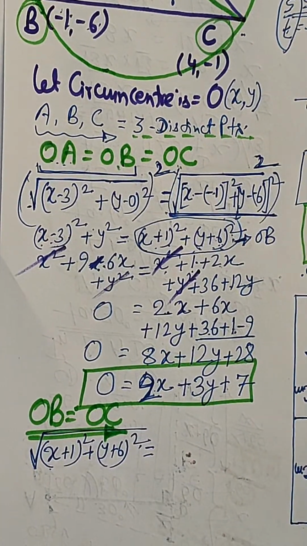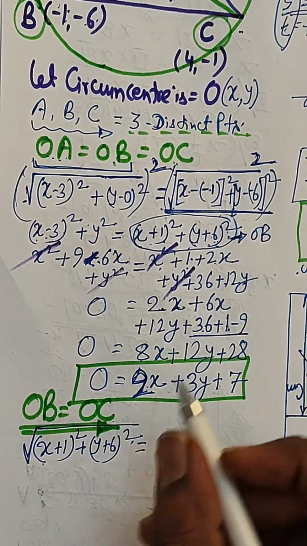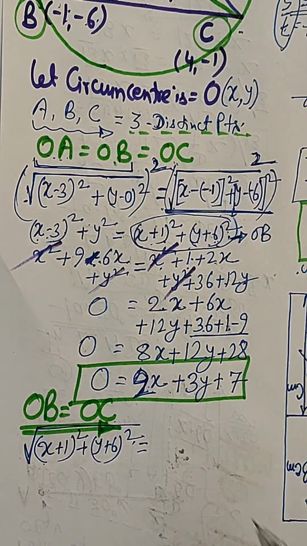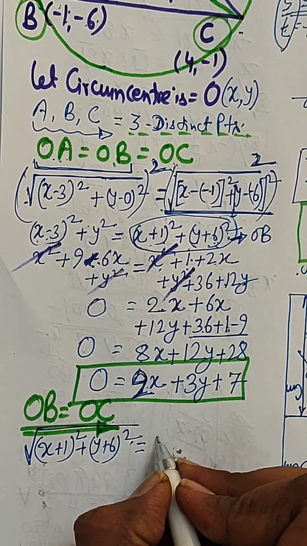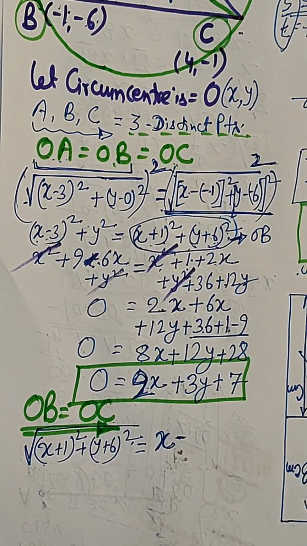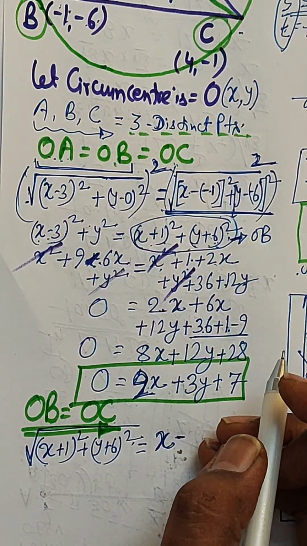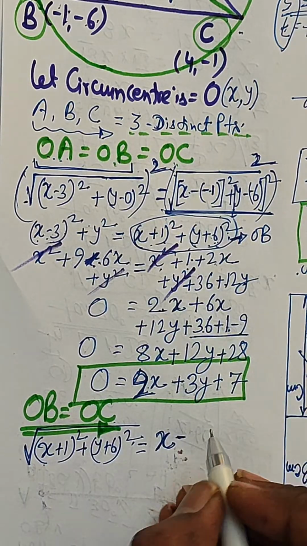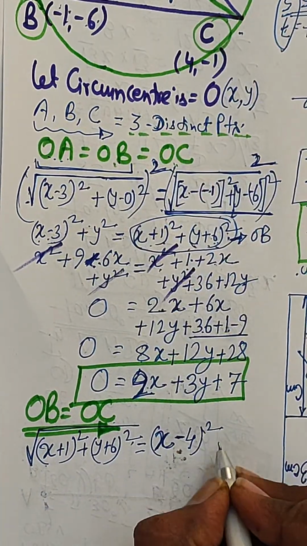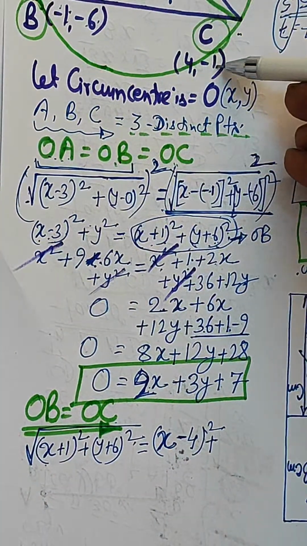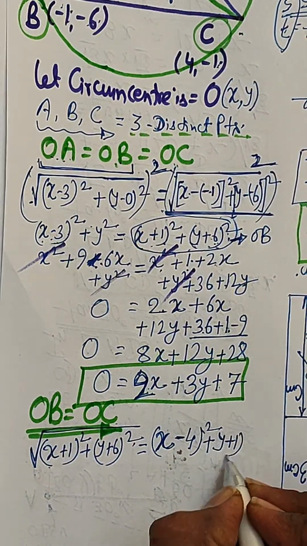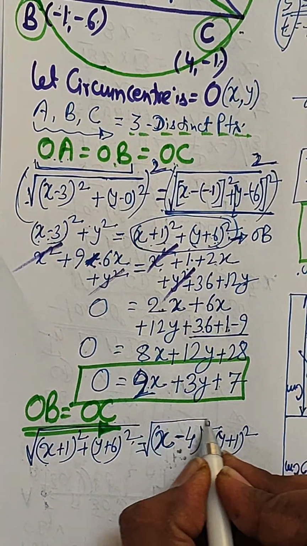Now from here, what is OC? OC is x minus minus 4. x minus minus 4. That will be coming as x minus minus 4. So that will be giving you x minus only 4 plus 4. x minus 4 whole square plus y minus minus 1, this one, right? So this will be giving you y plus 1 whole square and a square root of this.